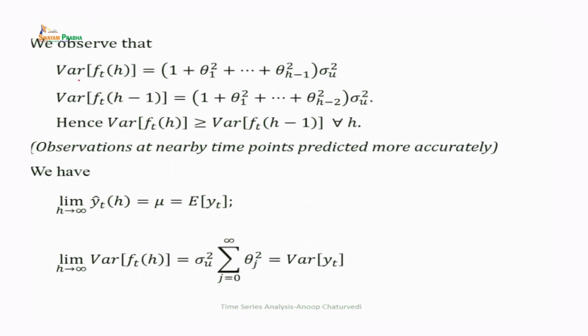Again you observe that variance of f_t(h) is this, 1 plus theta 1 square, and so on theta_{h-1} square, sigma square u. Variance of f_t(h-1) goes up to theta_{h-2} square. And then you can easily verify that variance of f_t(h-1) is less than or equal to variance of f_t(h). And this is quite obvious also, this is logical also, because observations at nearby time points are predicted more accurately.